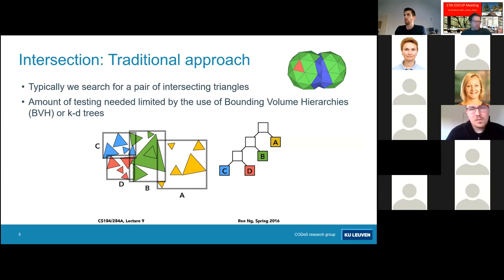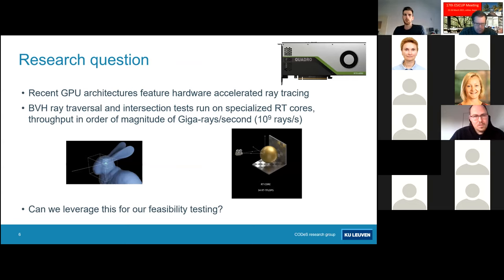Traditionally, we would search for an intersection by trying to find a pair of triangles that intersect each other. There has already been a lot of research on how we can make this fast. And typically we would use data structures like bounding volume hierarchies to speed up our search. These structures divide the space into different areas, and the subdivisions have to be searched separately. That way we can speed up our search. But today we are going to focus on another approach.